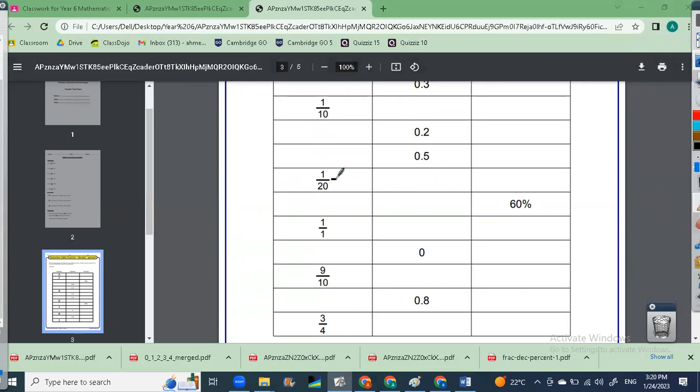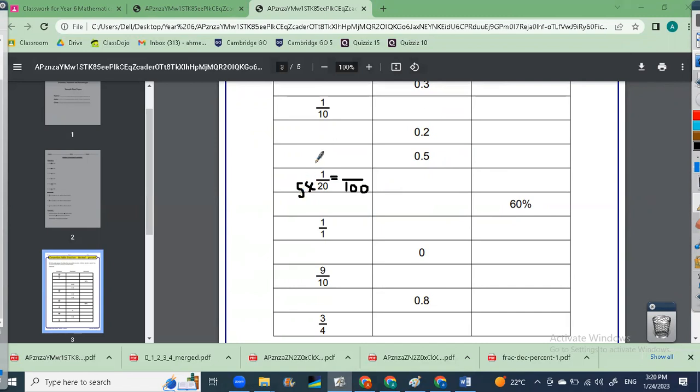It's not going to be hard if you have the denominator 100. So make the denominator 100. How, mister, can I make the denominator 100? Multiply it by 5. If you multiply the 20 by 5, it's going to be 100. So 20 times 5 is going to be 100.